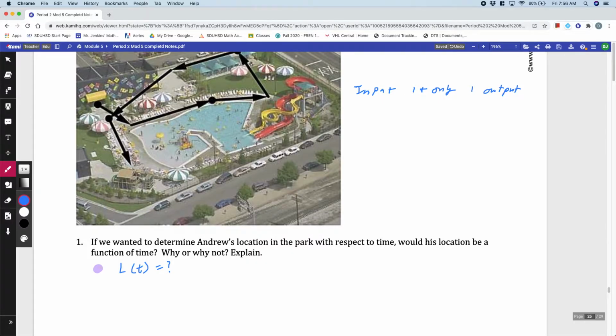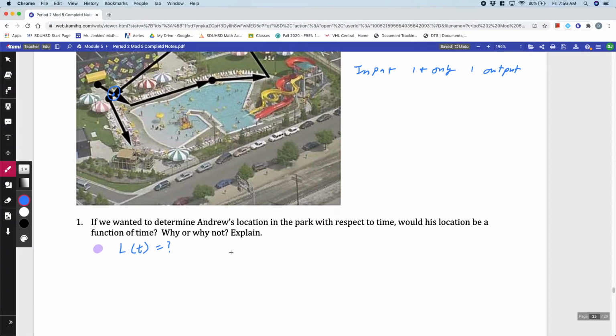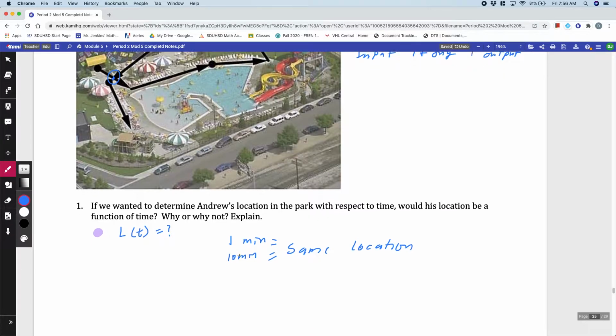So right here, as time goes by, is there only one output? There's actually a wrong answer right here. So this is actually not a function, and it's because of one and only one point, and it's right here. At this given point, that will occur at two different times. So let's say it's the very beginning, so after 1 minute, and he did all this walk, and let's say after another 10 minutes, it would be the same location. Therefore, you have two different inputs that had the same output. Therefore, it is not a function.